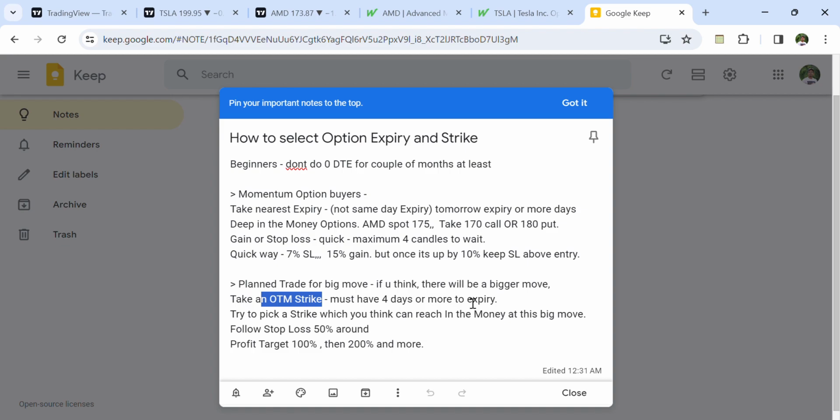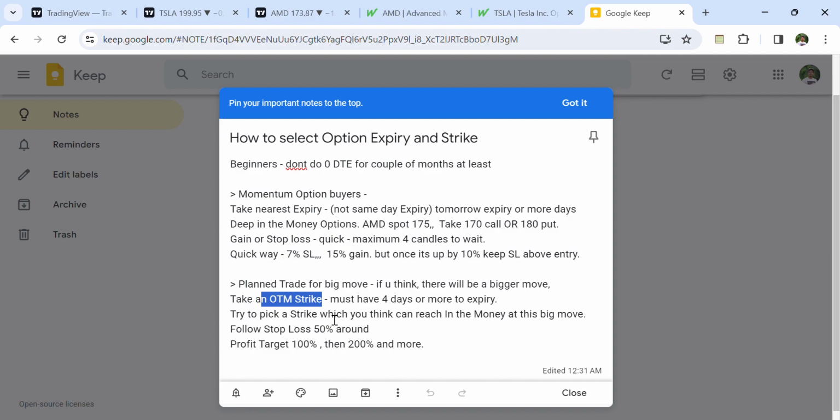Okay, that should be the expiry, and you can select OTM, meaning out-of-the-money strike price, but even that strike price you should not choose carelessly. Like when we were talking about AMD: if you have to go with the call side, and AMD is at 175, you can't choose 200 calls. You won't get anything there.